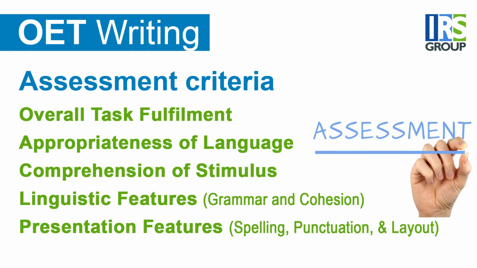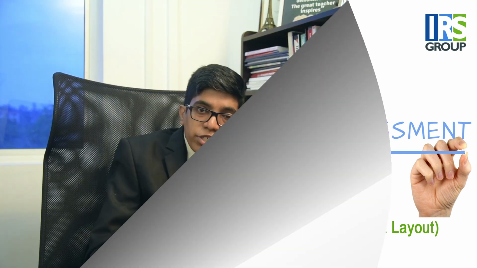Now finally, I will talk about the criteria, the assessment criteria that OET uses to value your writing answer. The criteria include overall task fulfillment, appropriateness of language, comprehension of stimulus, linguistic features that includes grammar and cohesion, and finally presentation features which include spelling, punctuation and layout.